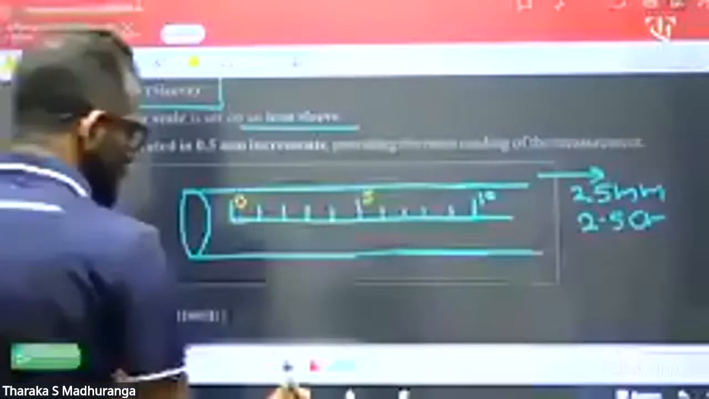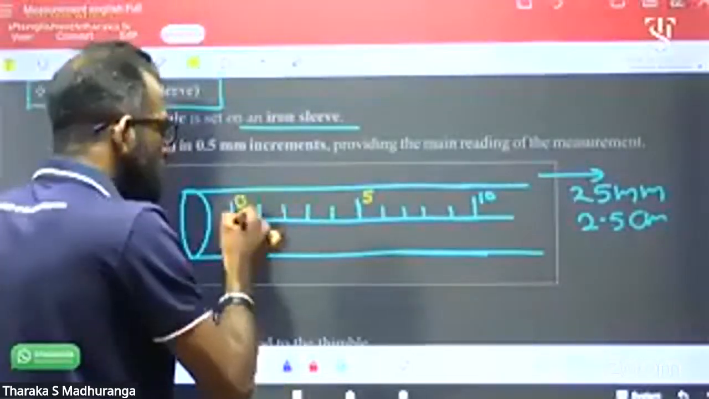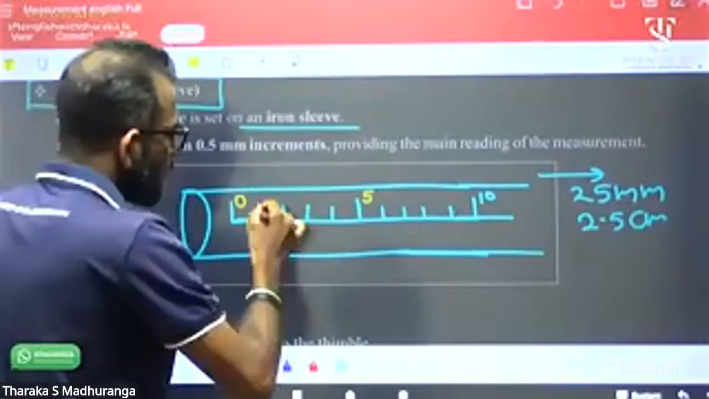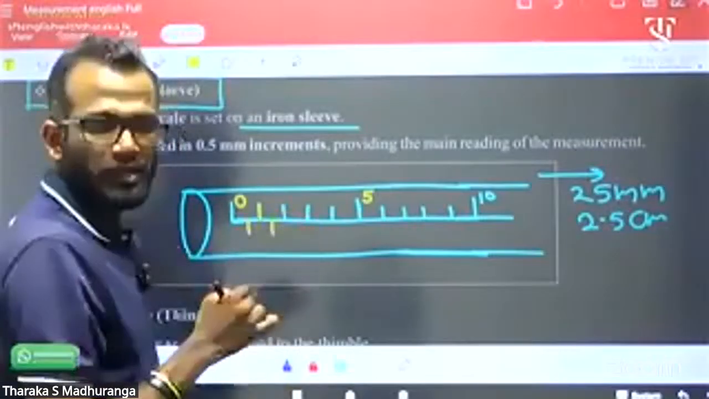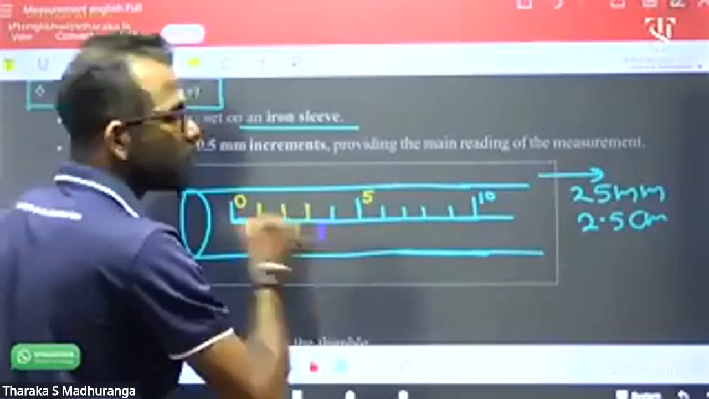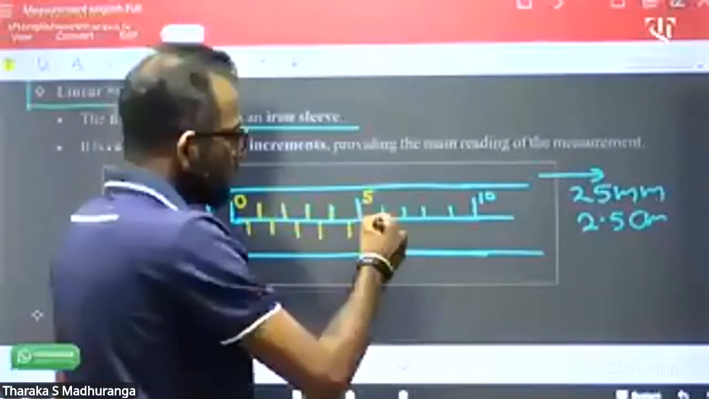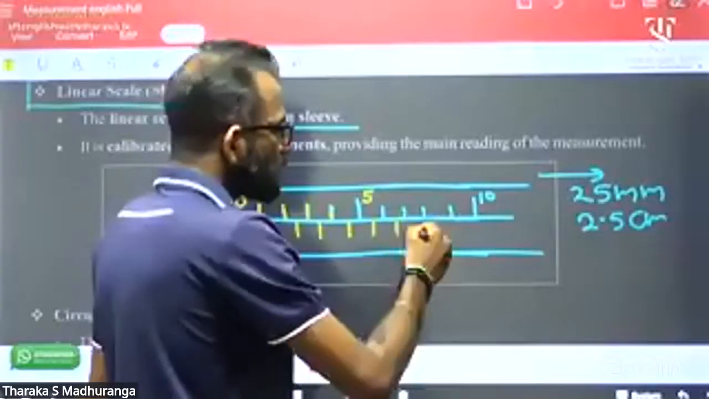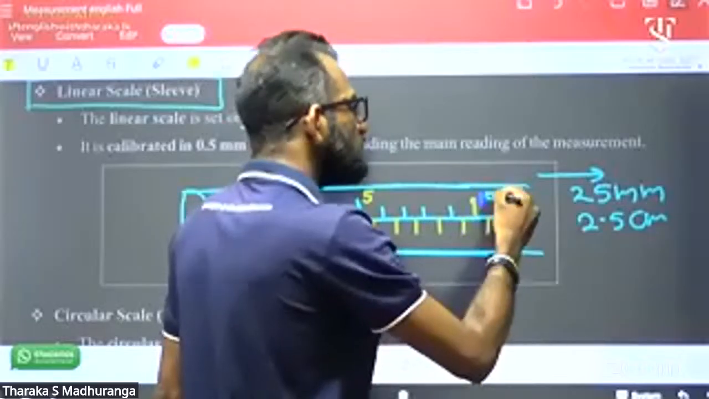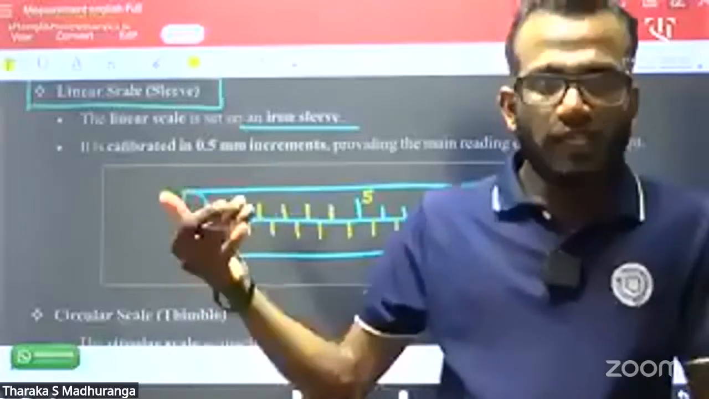See this, very important. Okay, that is a 0. Remember, this is 0.5 millimeter. 1, 1.5 millimeter. 2, 2.5 millimeter. 3, 3.5 millimeter. 4, 4.5 millimeter. 5, 5.5 millimeter. 6.5, 7.5, 8.5, 9.5, 10. 10.5, 11. Okay, that is the calibration on the scale, the calibration on the iron sleeve in the linear scale.